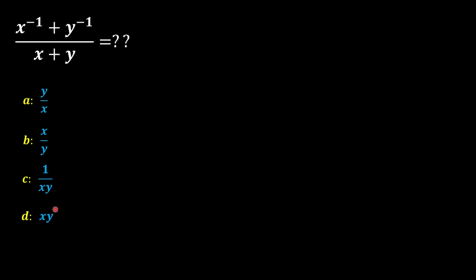Now we will solve this question and choose our correct answer from the values given below. In the first step, we should convert x^-1 plus y^-1 into 1 over x plus 1 over y, because as we know, x^-1 can be written as 1 over x, and y^-1 can be written as 1 over y.